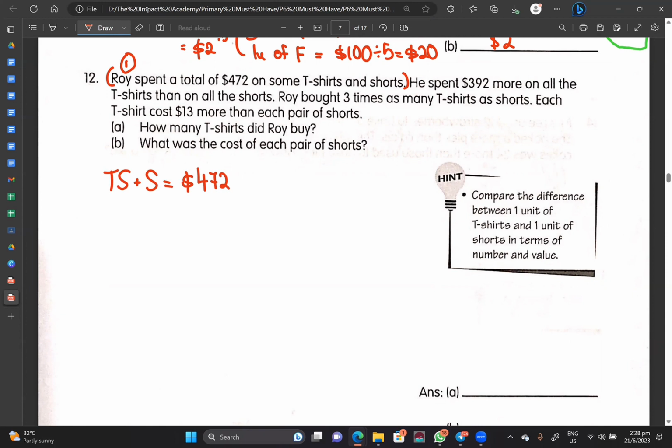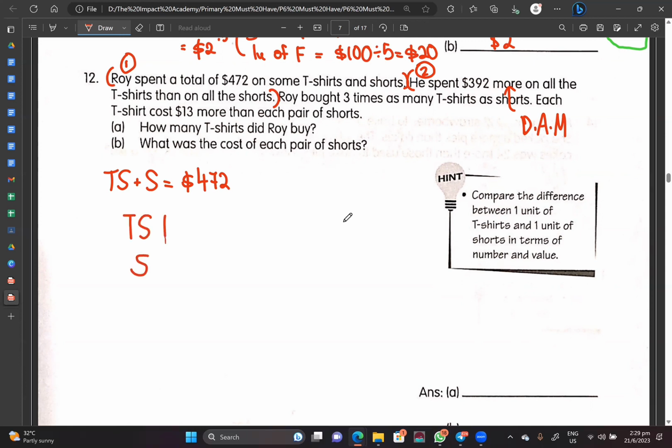He spent $392 more on all the t-shirts than on all the shorts. The word "more" prompts me to draw a model. What kind of model? A comparison model, correct? More than, less than, it's always a comparison model. This is something that you have learned in P4, P5, even P3, in fact.